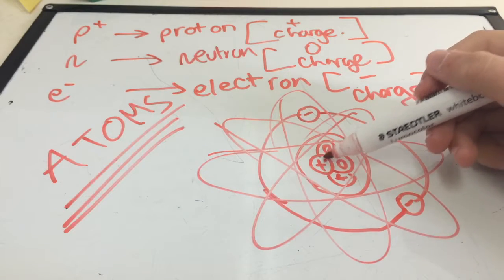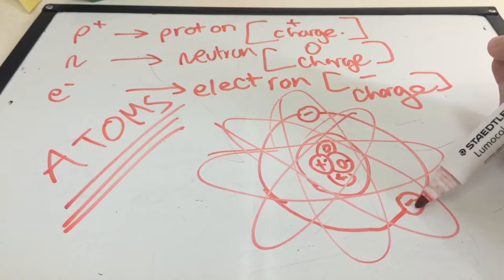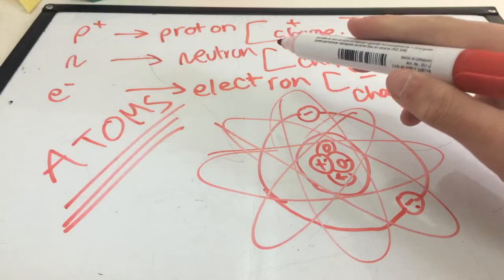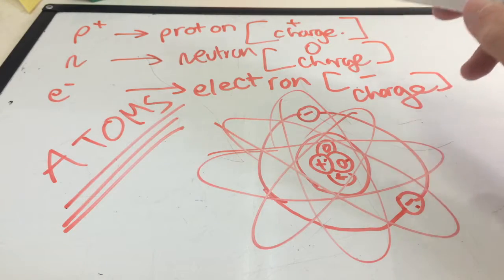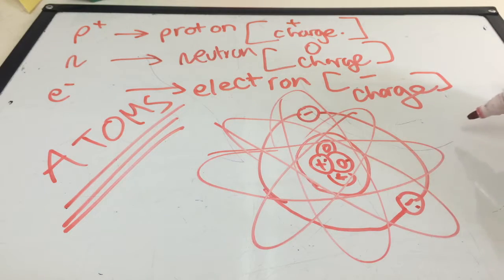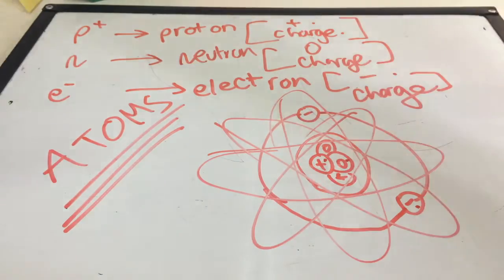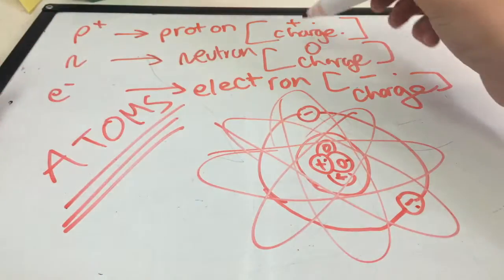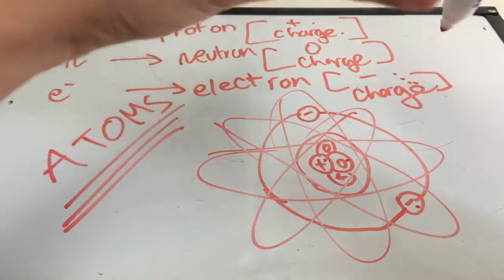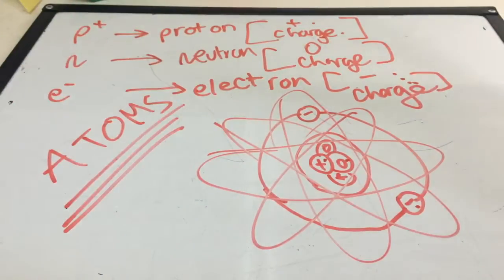Atoms have protons, neutrons, and electrons. Protons are the positive charge. We all know by now that the same charges will repel. For example, positive and positive will repel each other. Sorry, I got that mixed up. Positive and negative charges will attract. Positive and positive, or negative and negative charges will repel from each other, right?